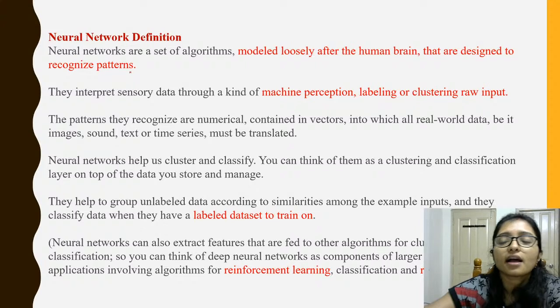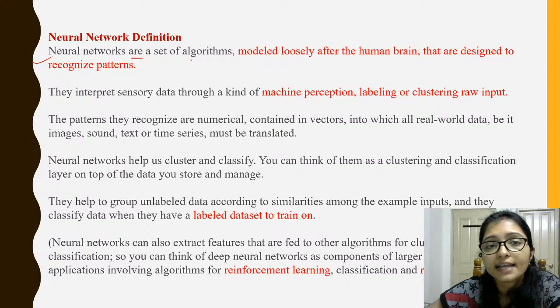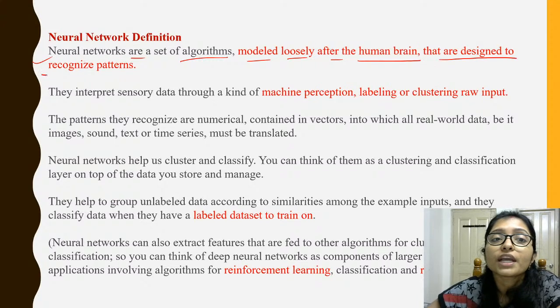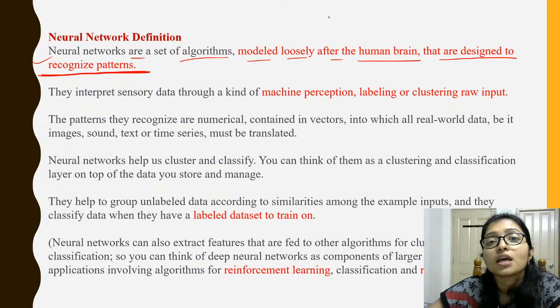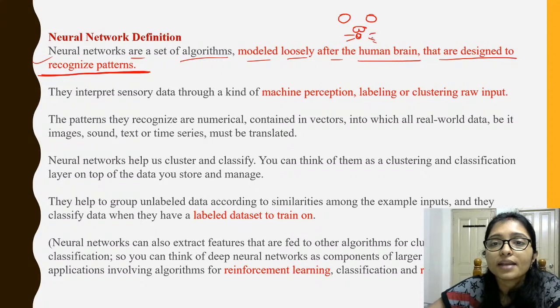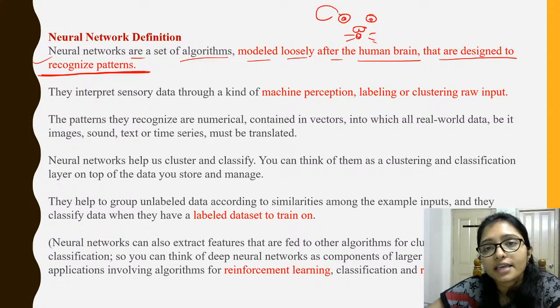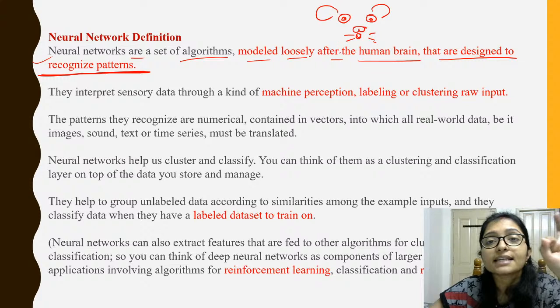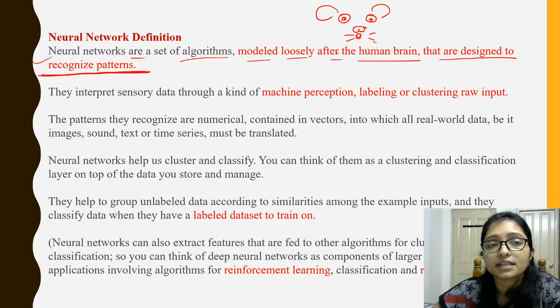Now the theory: neural networks are a set of algorithm models loosely modeled after the human brain that are designed to recognize patterns. Just now I told you about recognizing a pattern. What is the pattern? If this is a dog, the eyes will look like this, the face will be like this, and the ear will be like that. In that way they are trying to recognize whether it is a dog or not. That is the pattern. They identify the pattern through the neural network, and they interpret sensory data through a kind of machine perception.